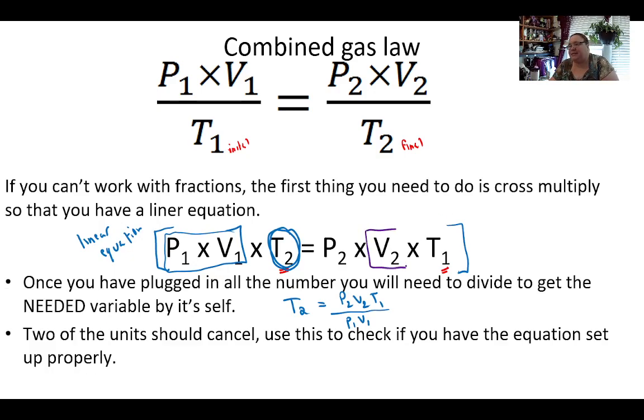Let's say my prompt's asking for V2. Okay, well, I don't want V2. That means I got to divide both sides by what's on that side. So I copy everything on the other side, P1, V1, T2, and then I divide by my P2 and my T1. So this makes the algebra a lot easier. What gets a little bit complicated with these problems is figuring out what is your initial and what is your final. And unfortunately, that's where the words and the problems are going to matter the most.